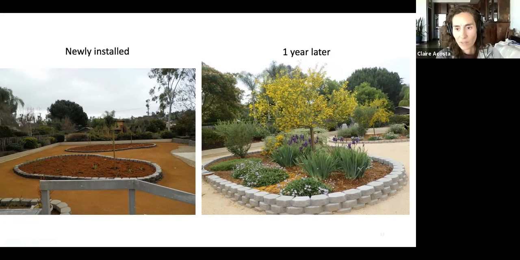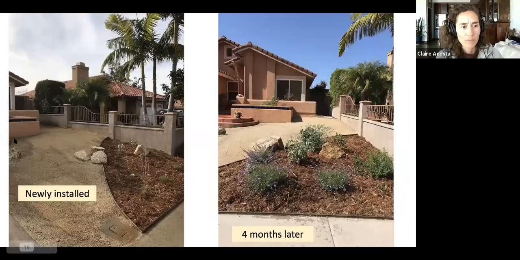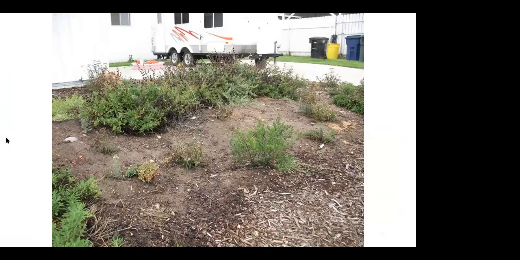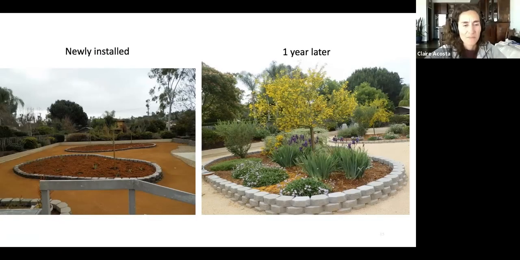I'll move to the next photo, unless anyone. Oh, Brandy, did you have your hand up? Yeah. Can we go back to the photo? Yeah, okay. Sorry. No, that's okay.